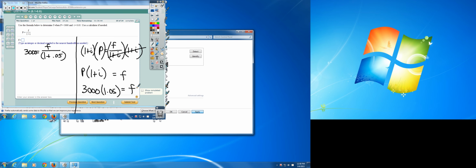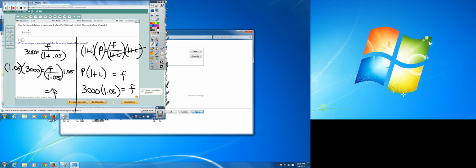That's one way to do it. Or you can just go over here and get 3,000 is equal to F over 1.05. How do you get rid of dividing by 1.05? Either way, you get what? You get the same answer.